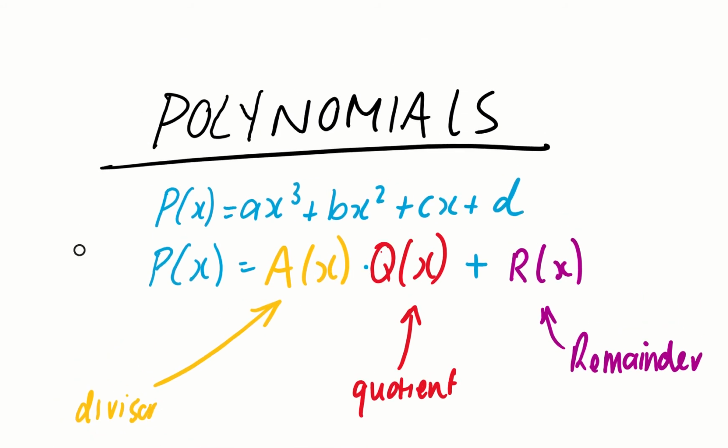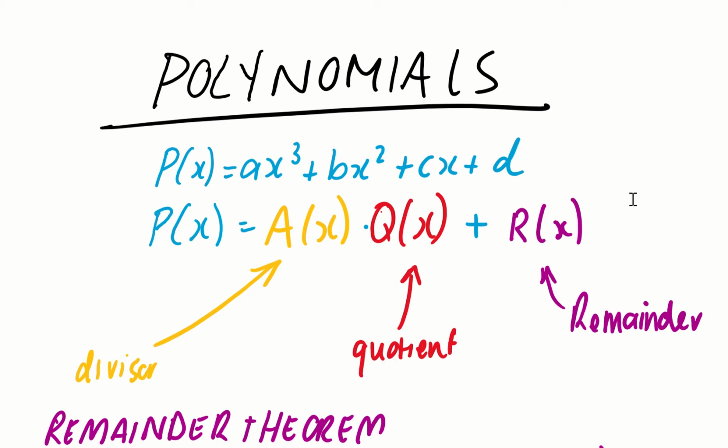The first thing is just knowing that your most common is your cubic, and it's written in this form. Now, we can factorize the cubic into what we call A(x) times Q(x) plus R(x). So it's a factorized form of the original cubic. We call A(x) the divisor, Q(x) is the quotient, and R(x) is the remainder. Okay, so when you multiply A and Q together plus R, you should get the original polynomial.